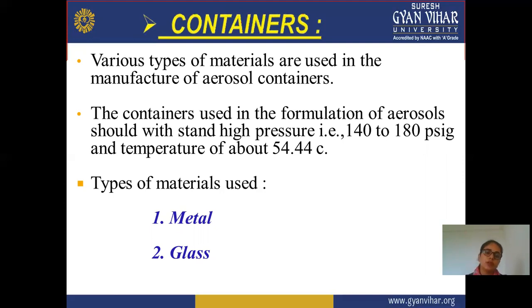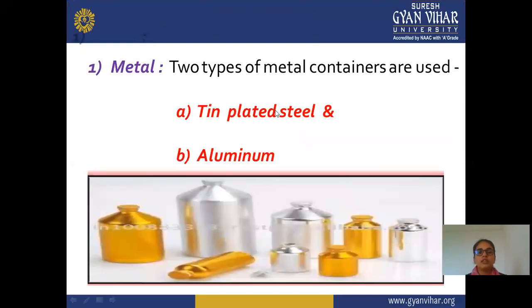Next is the type of material used. The major types of material used in aerosols are metal and glass. Largely, aerosols are prepared with the help of metal as well as glass, or maybe a combination of both. In metal, there are two types of metal container, made up of different types of metal, and these metal containers are available in two forms.